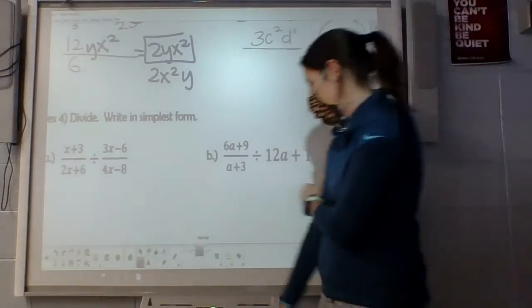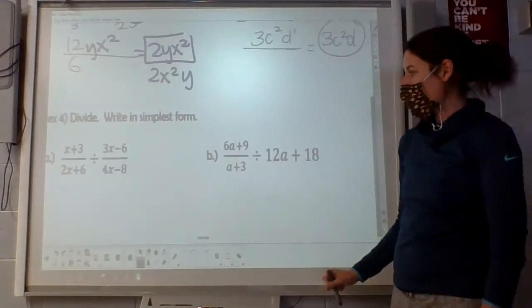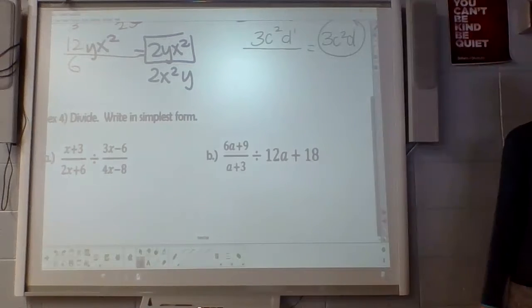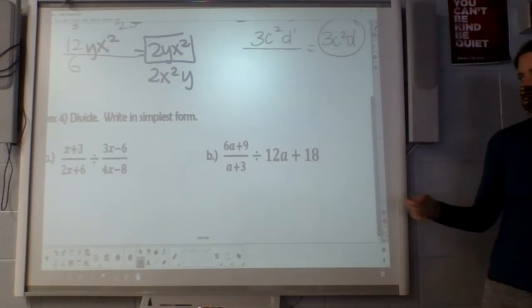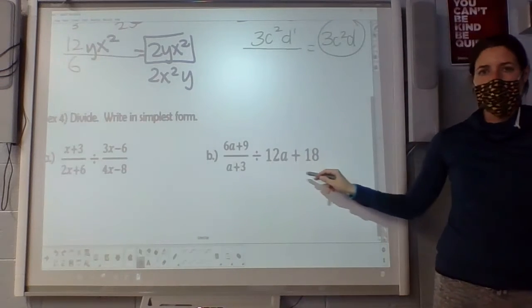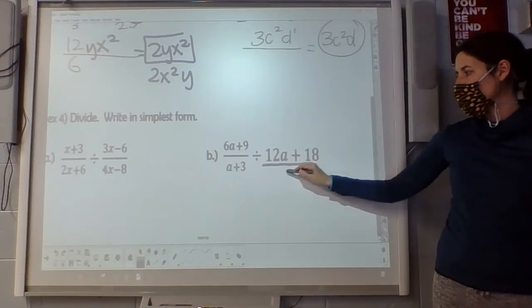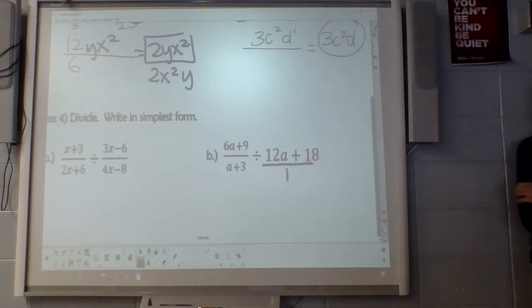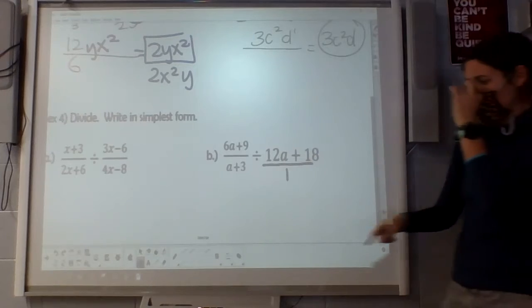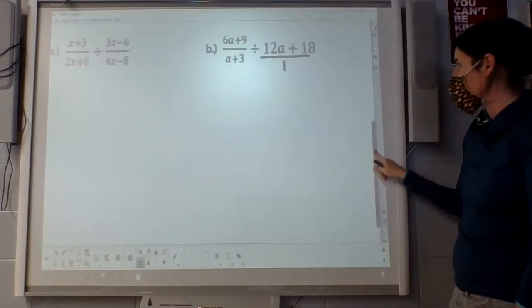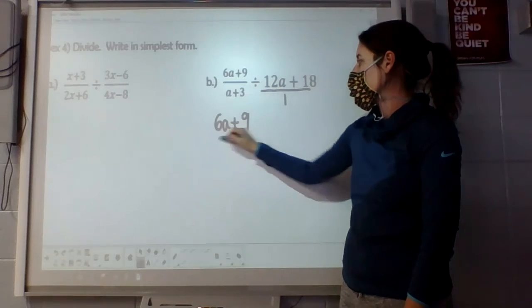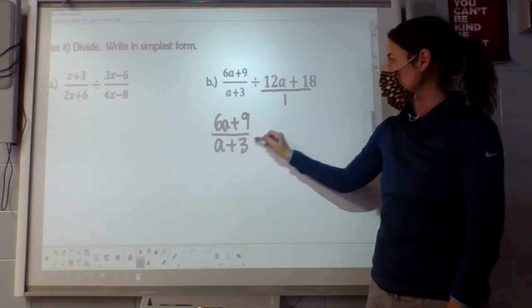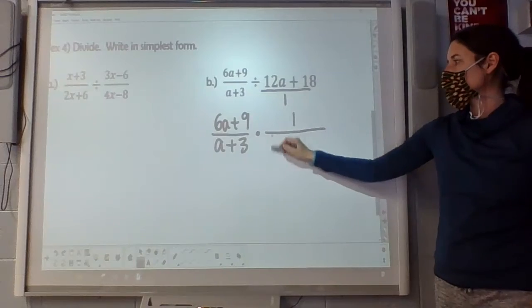All right. So we're dividing by the 12A plus 18. Now with division, I have to switch that second fraction. So this isn't a fraction right now, so I'm going to make it a fraction. So then in order to switch it, I'm going to flip it. So the 1's going to go on top and it's going to become multiplication. So this becomes times.